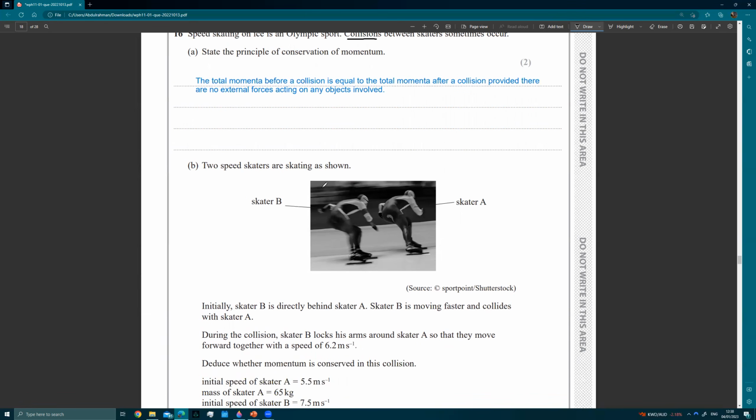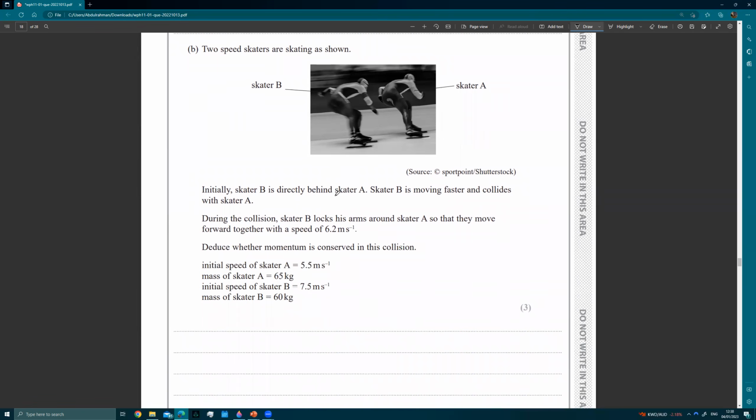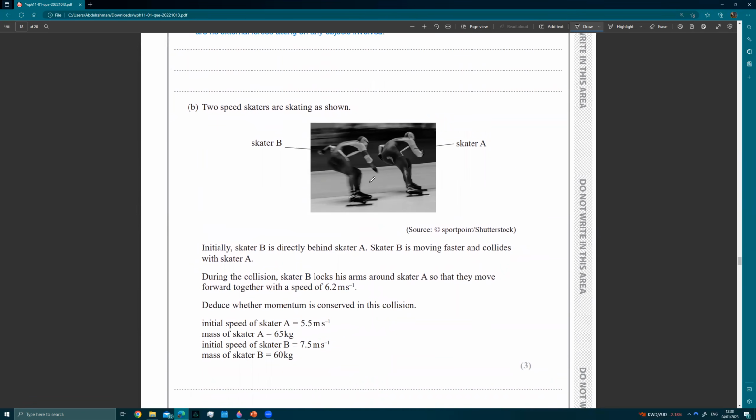Anyway, two speed skaters are skating as shown. Initially, skater B is directly behind skater A. Skater B is moving faster and collides with skater A. During the collision, skater B locks his arm around skater A so that they move forward together with a speed of 6.2 meters per second. He locks his arm around, meaning you could consider it as one object after the collision, where you combine the masses. Deduce whether momentum is conserved in this collision.